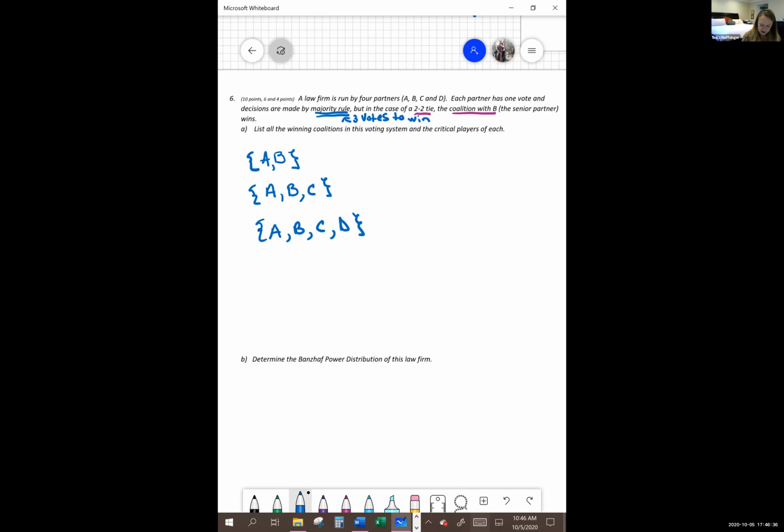And let's see what else. Let's look at A with just 3 people. So we have A, B, C here. A, B, D would win. Okay, so B, 3 people. 3 people will win. So B, C, D would be a winner. I think we got all the cases with 3 people: A, B, C, A, B, D, B, C, D. And then we got the one with 4 people. Other winning 2 coalitions: anything, 2 players with B would win. So B and A would win, B and C would win, and B and D would win.